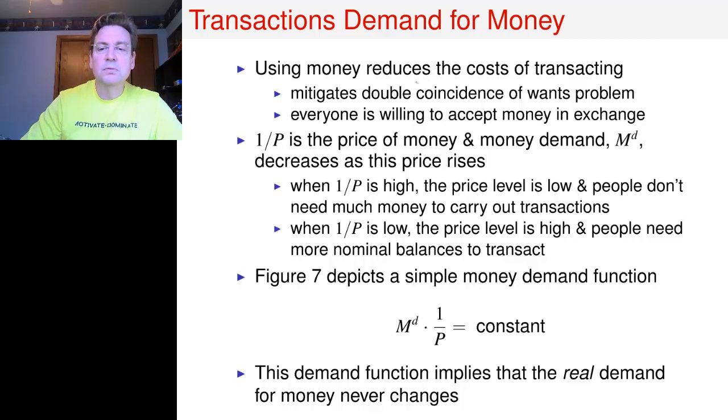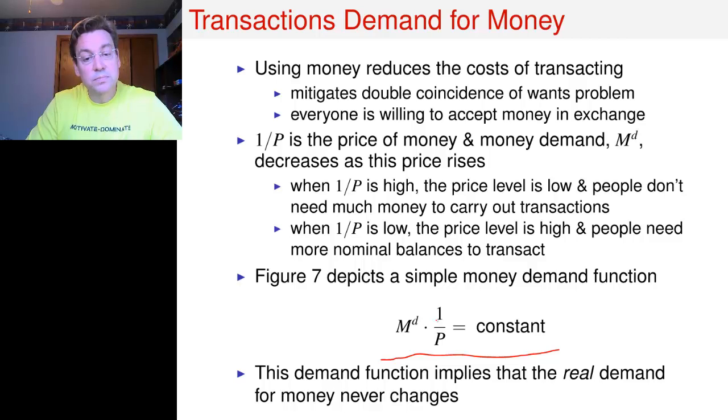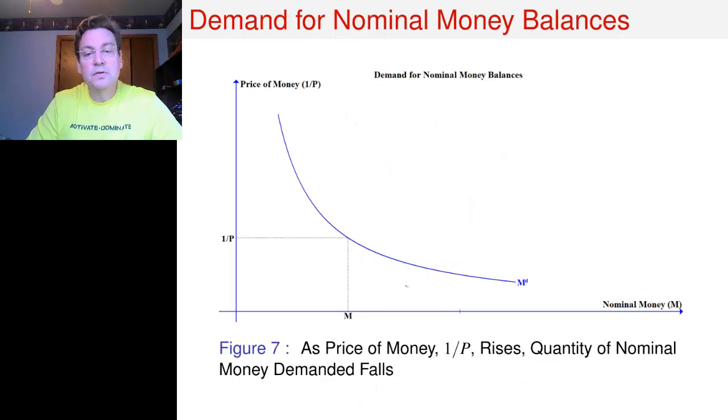Start with a very simple money demand function, which is right here, and it just says that people want to hold a quantity of money whose real value is constant. Well, then we can plot this, and you'll see that this M over P equals a constant is just what's called a rectangular hyperbola. 1 over P is the price of money. Down here we have nominal money balances. And so what we have is a downward sloping money demand function. So as the price of money, 1 over P, rises, the quantity of nominal money demanded falls.